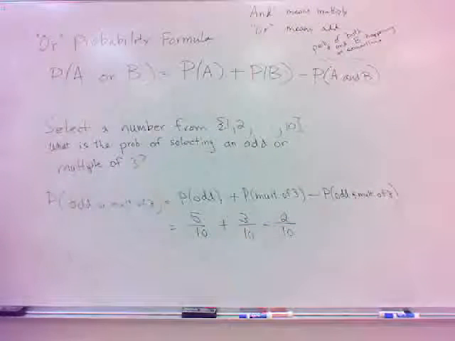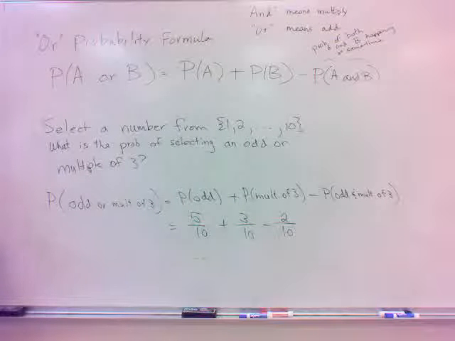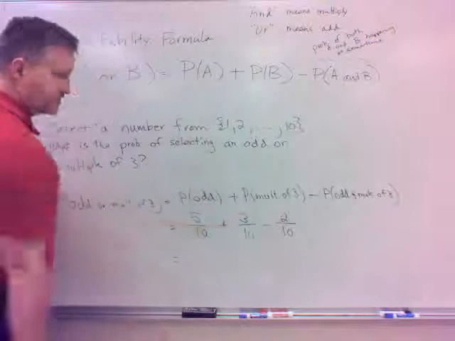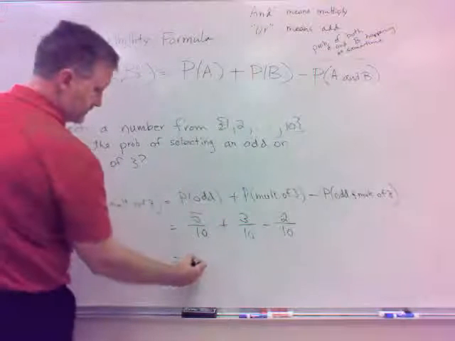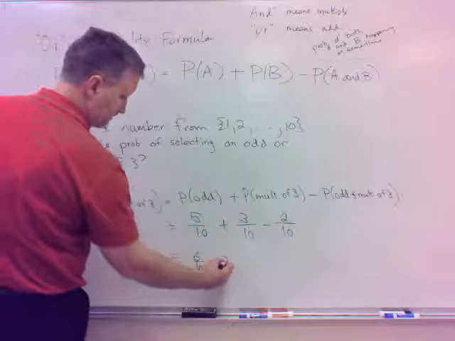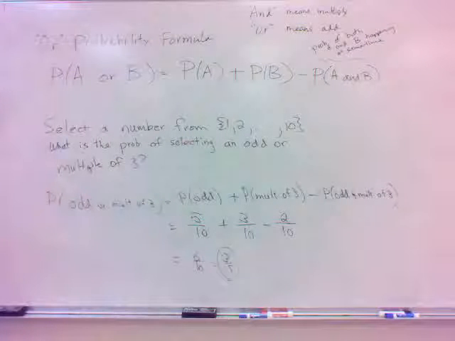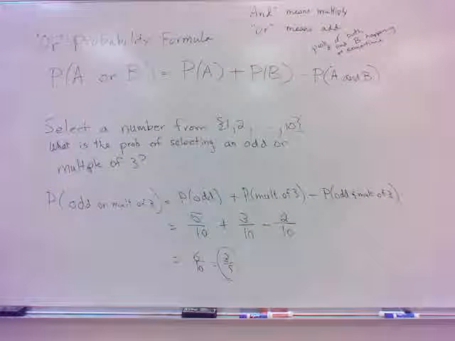So this is what I would add and subtract. 5 out of 10 plus 3 out of 10 minus 2 out of 10. What does that work out to be? 6 out of 10, which is 3/5. Okay? All right.